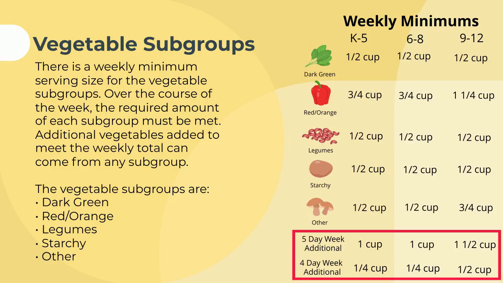The minimum weekly serving for dark green vegetables is a half a cup for grades K through 5, 6 through 8, and 9 through 12. For red-orange, grades K through 5 and 6 through 8 have a weekly minimum of 3/4 of a cup. Grades 9 through 12 have a weekly minimum of 1 1/4 cup. For both the legume and starchy subgroups, the weekly minimum is a half a cup for all grades. The final subgroup of other has a weekly minimum of a half a cup for grades K through 5 and 6 through 8, and a weekly minimum of 3/4 of a cup for grades 9 through 12.